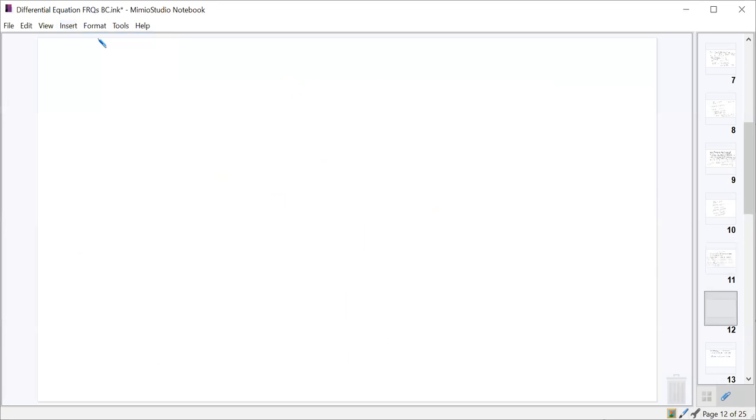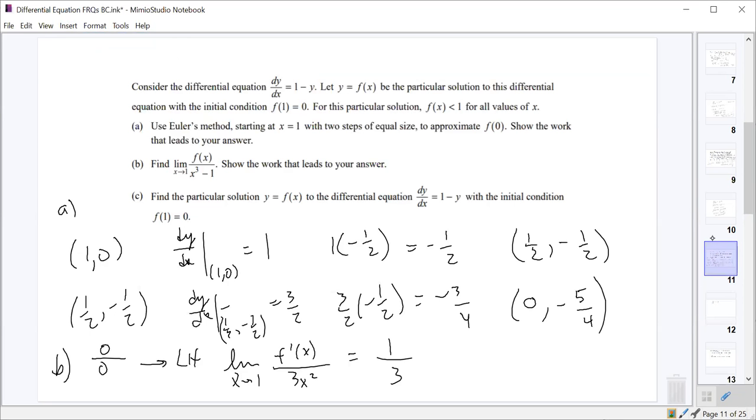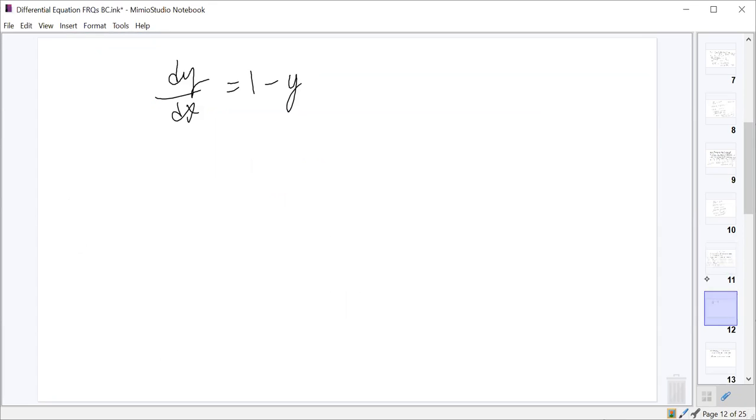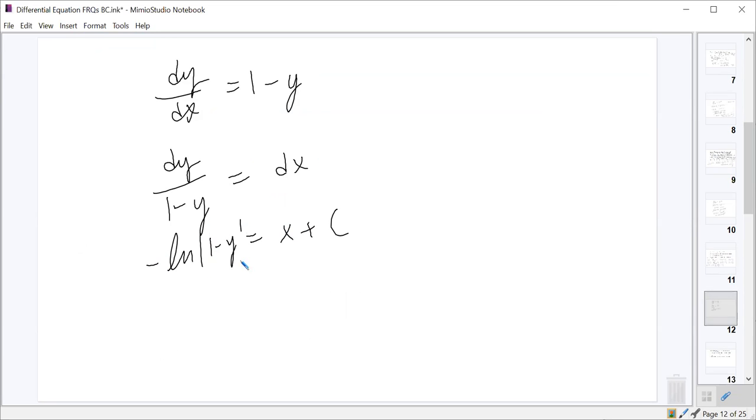And the last part of this one, dy/dx equals 1 minus y. So find the particular solution given that initial condition. So we'll just separate the variables. dy over 1 minus y equals dx, or 1 dx. So that should give us x plus a constant over here, and negative natural log absolute value 1 minus y over here.